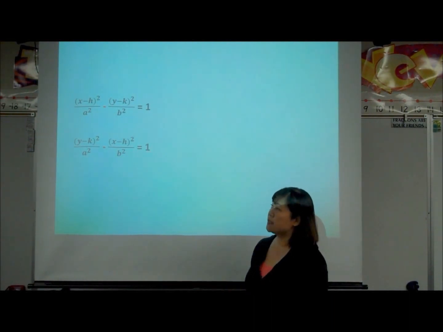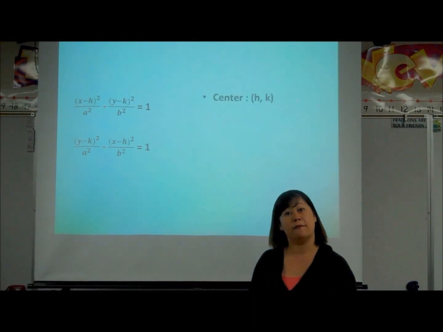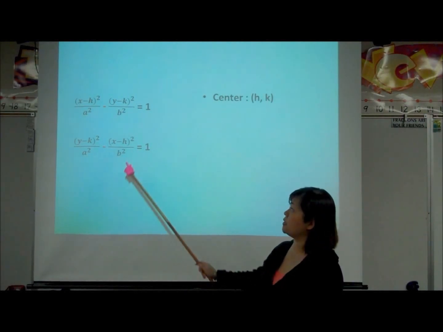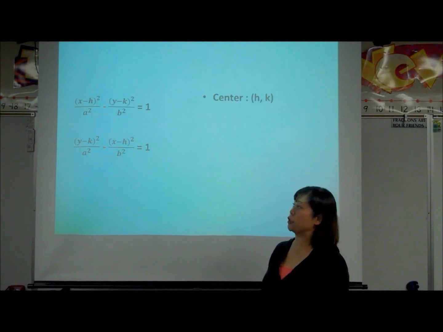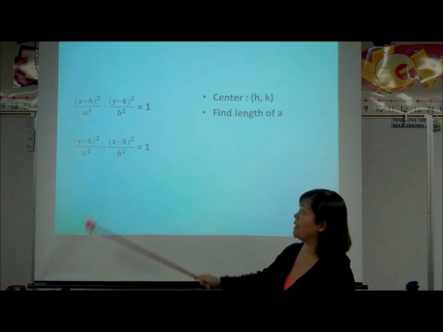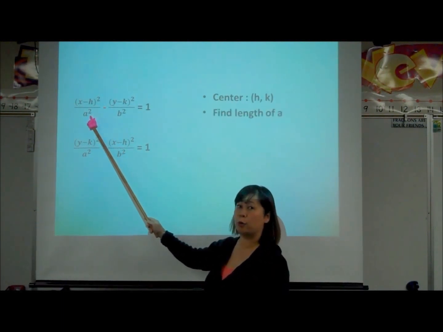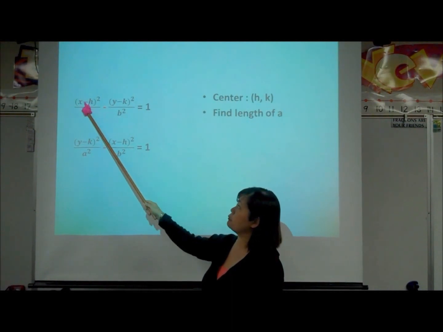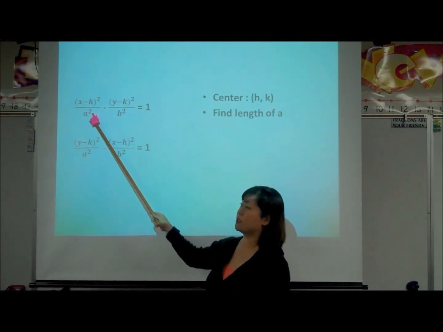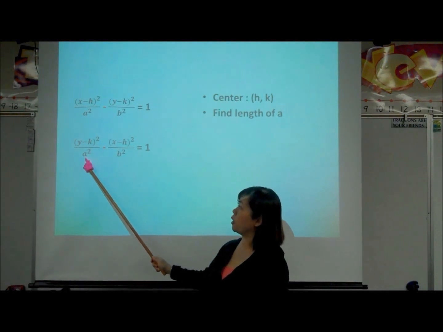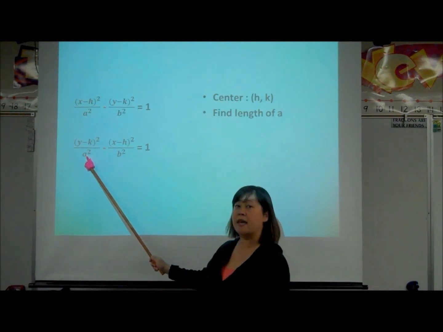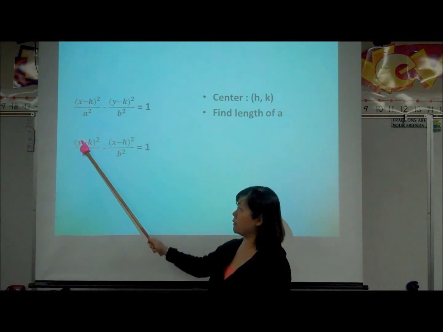Okay? So similar to the ellipse, we're going to go ahead and find the center. The center is going to be the h and the k. Nothing has changed so far. We're still going to find the length of a. So the length of a in this case will be the square root of this, and in this case, it will be underneath the x right here. So that's the distance of x. In this case, the a squared right there, if I take the square root of it, that's going to be the length for the x right there.